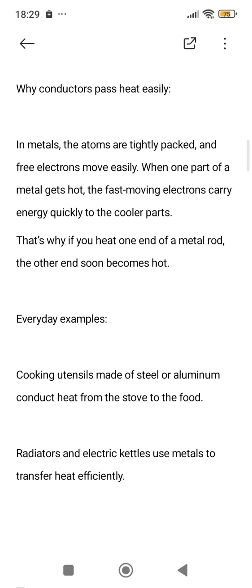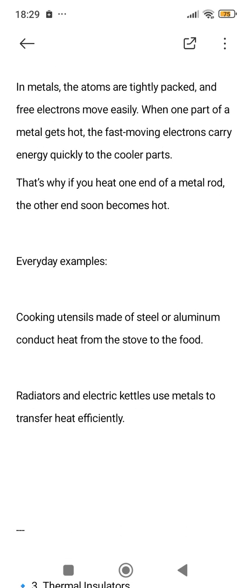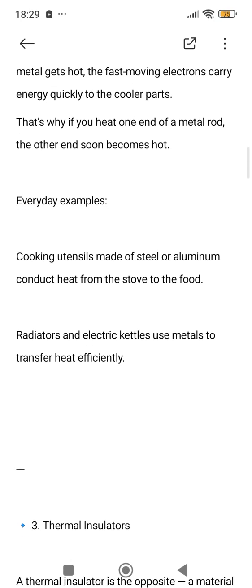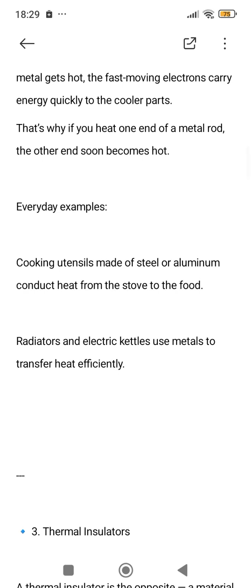Why do conductors pass heat easily? In metals, the atoms are tightly packed and free electrons move easily. When one part of a metal gets hot, the fast-moving electrons carry energy quickly to the cooler parts. That's why if you heat one end of a metal rod, the other end soon becomes hot.